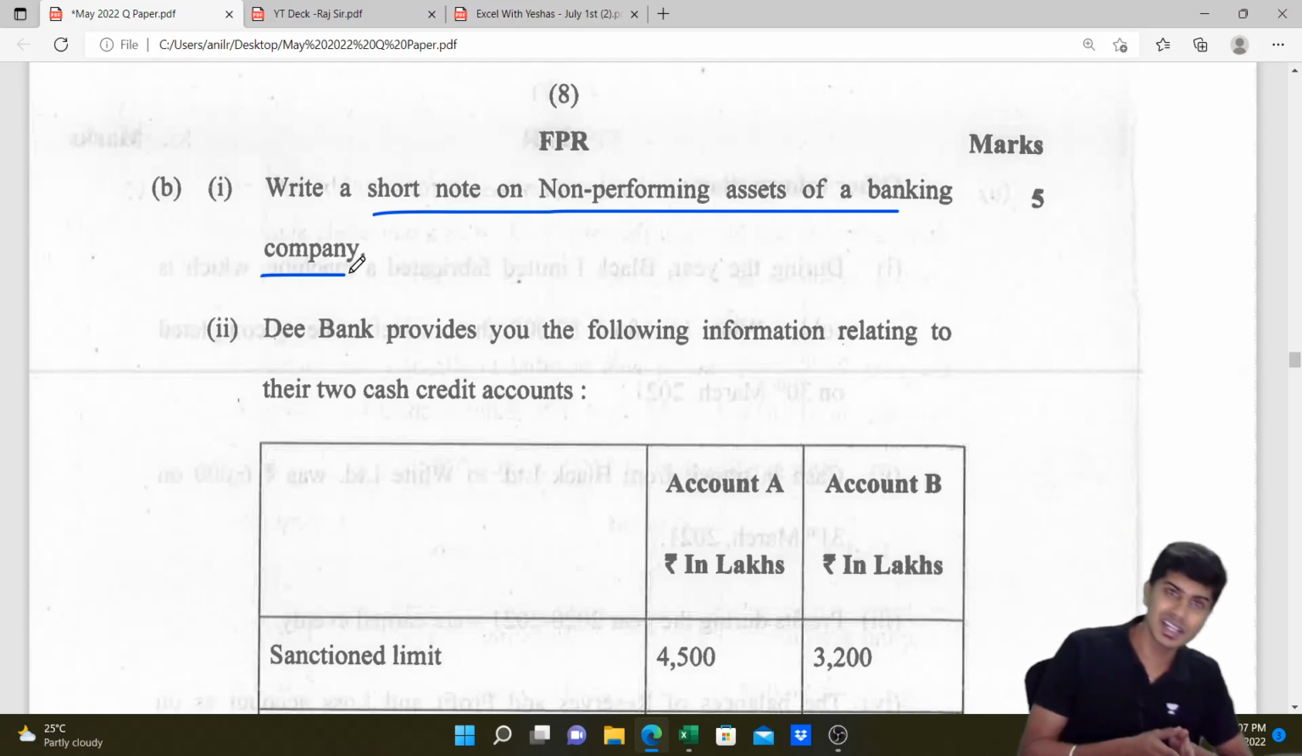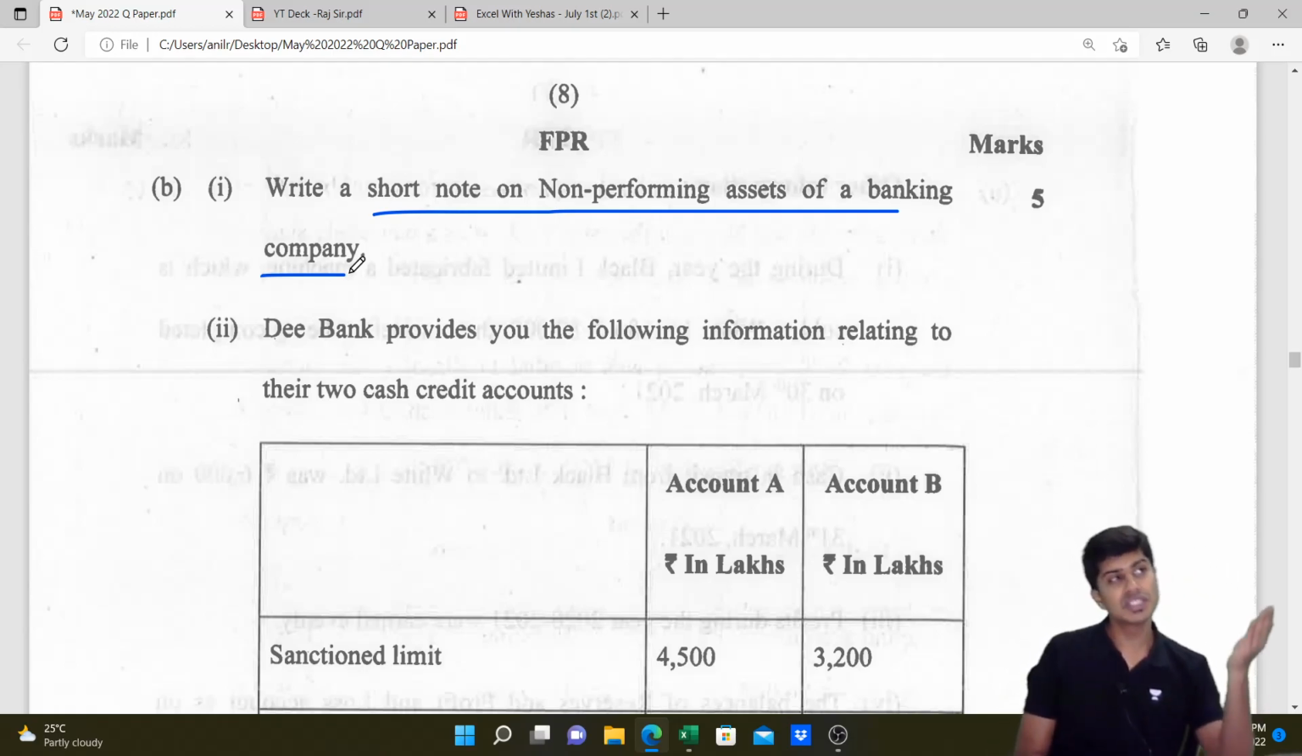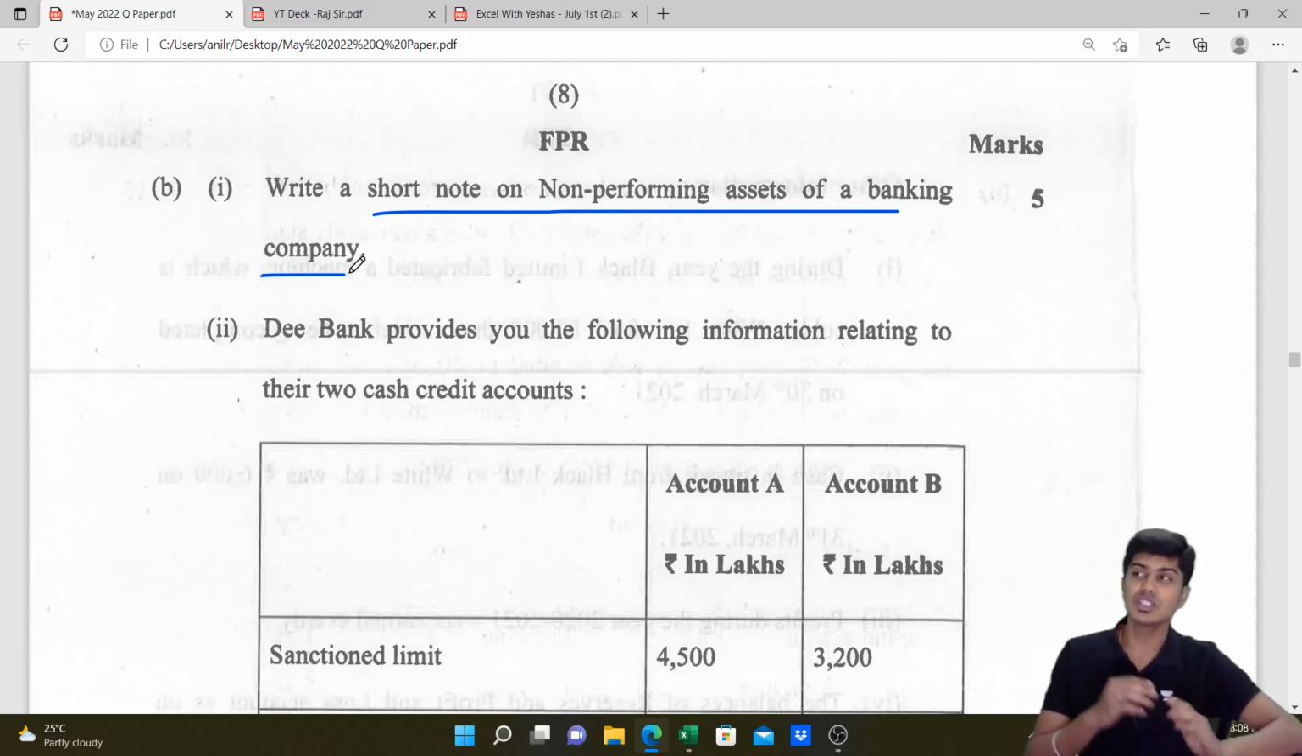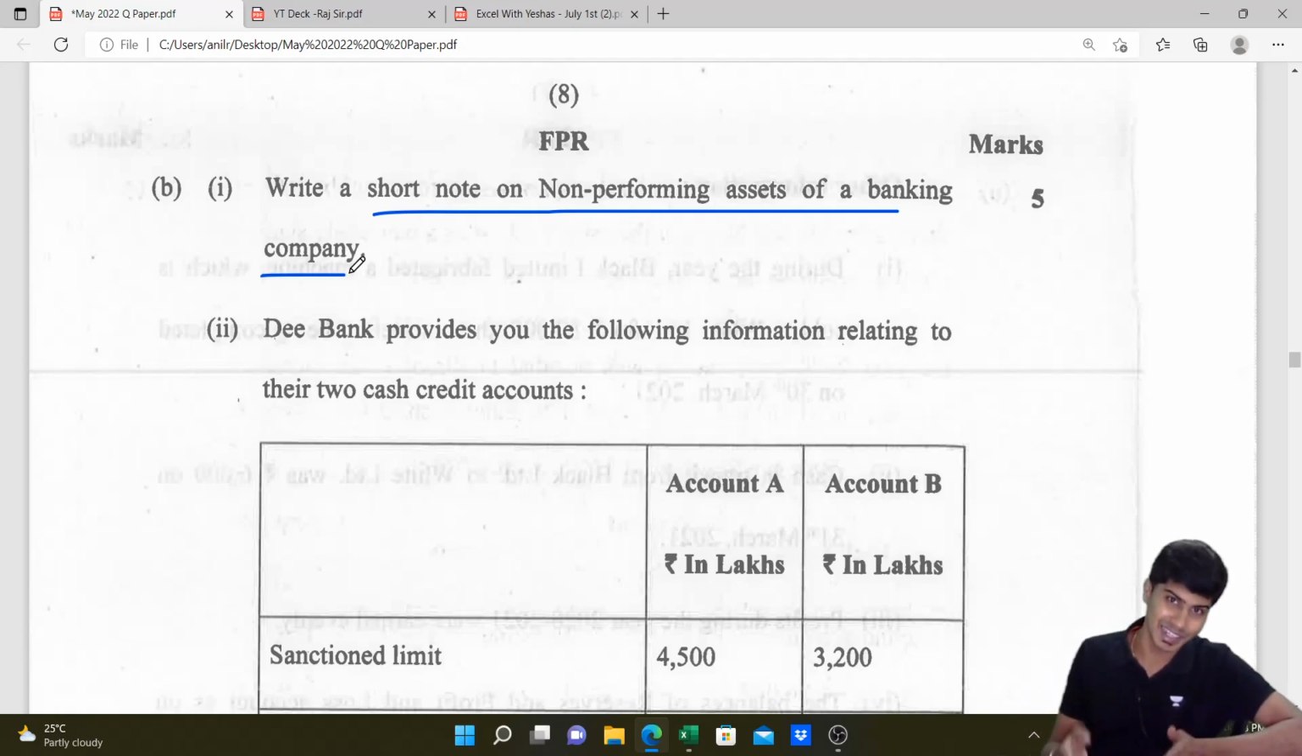For loans other than agricultural loans, we see whether the interest is received in time. If the interest is received in time, it's a performing asset. If the interest is due and not received up to 90 days, it is still a performing asset. However, if the interest is due and outstanding for a period longer than 90 days and you don't receive the money, then it will become a non-performing asset. I hope you all have noted that.